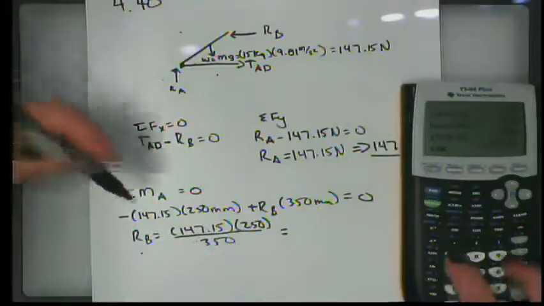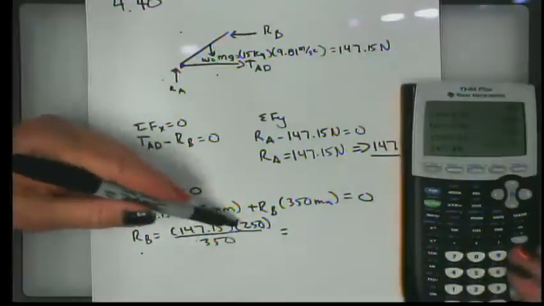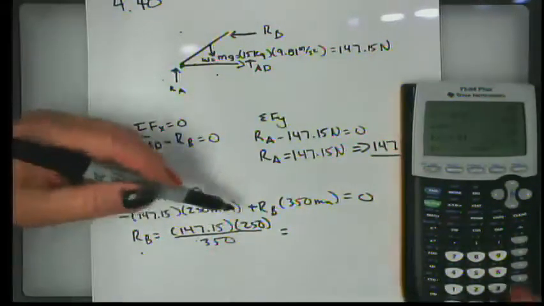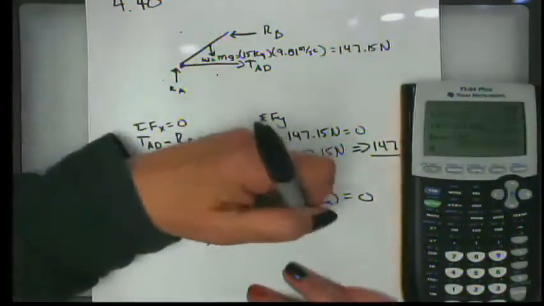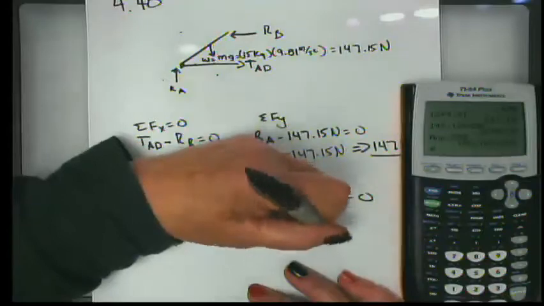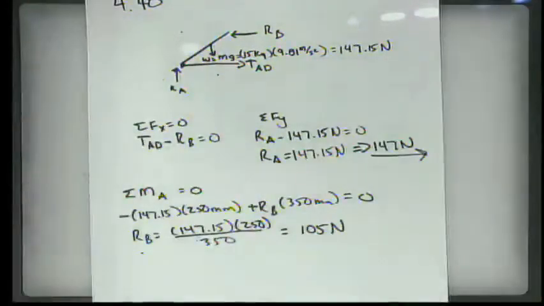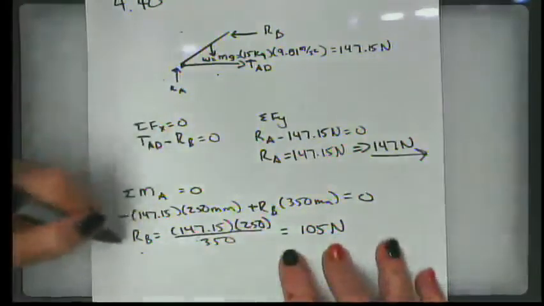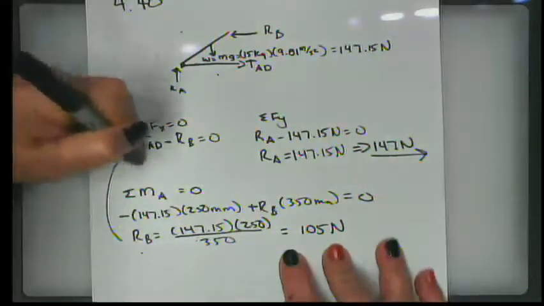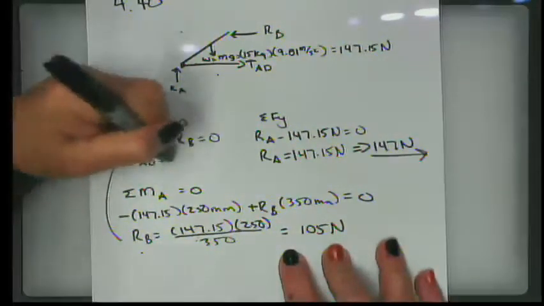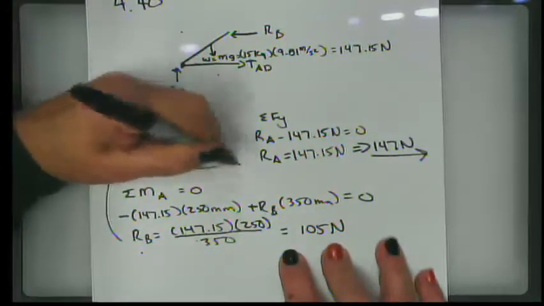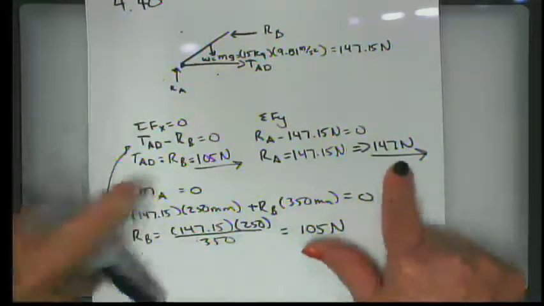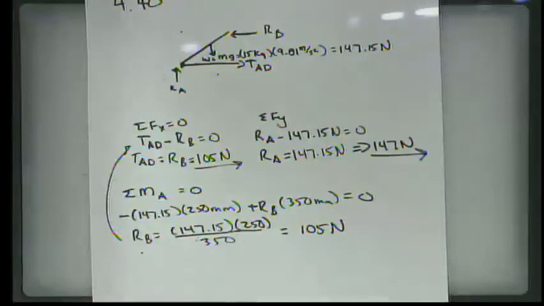So 147.15 times 250 divided by 350, and I get a value of R_B of 105 newtons. All right, well, if I go up to this equation, I can then say T_AD is equal to R_B, which I just found to be 105 newtons. And I've now found all of the answers that I need for this problem.